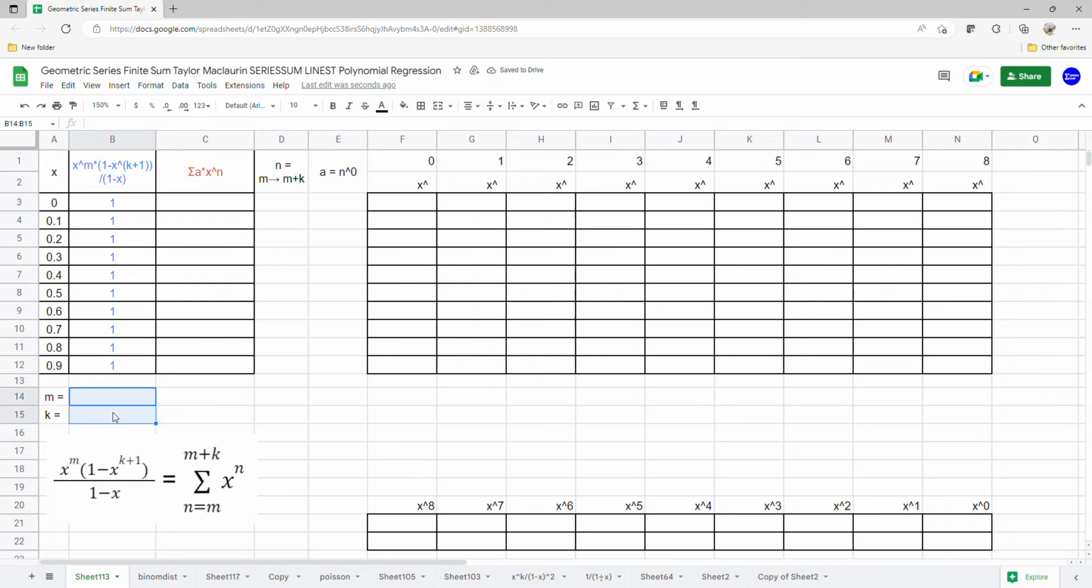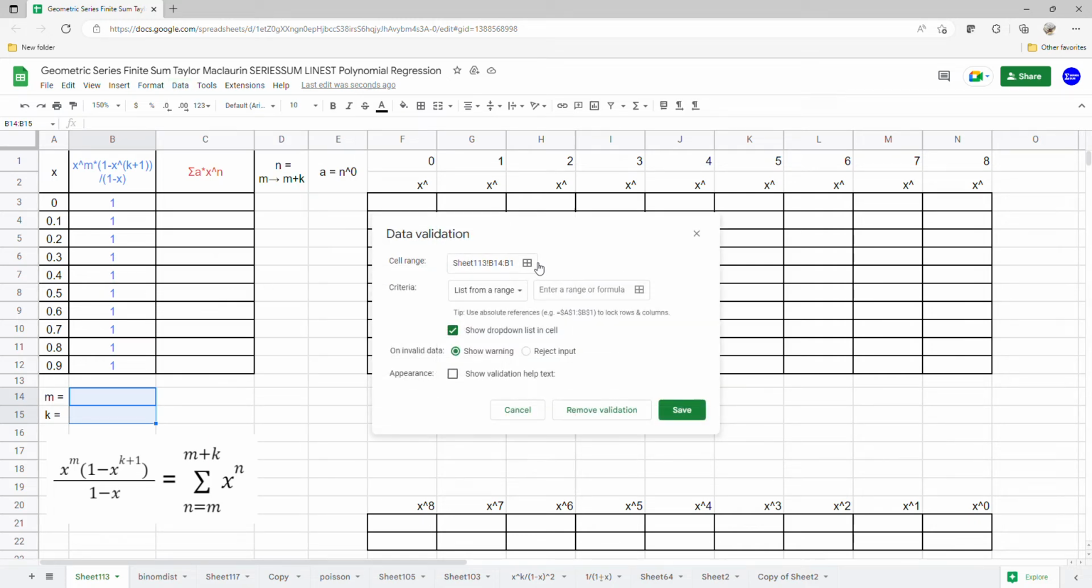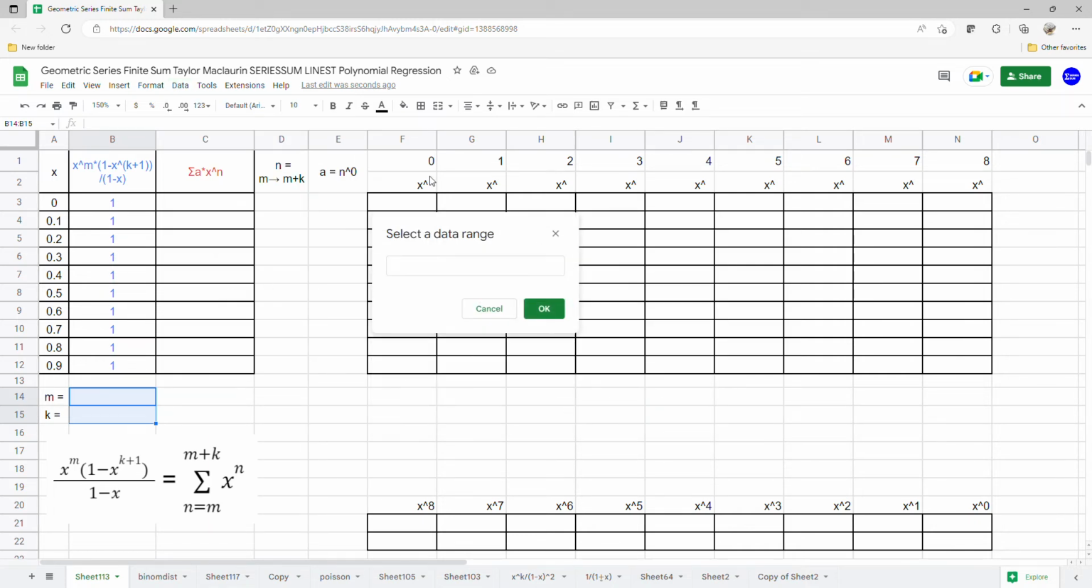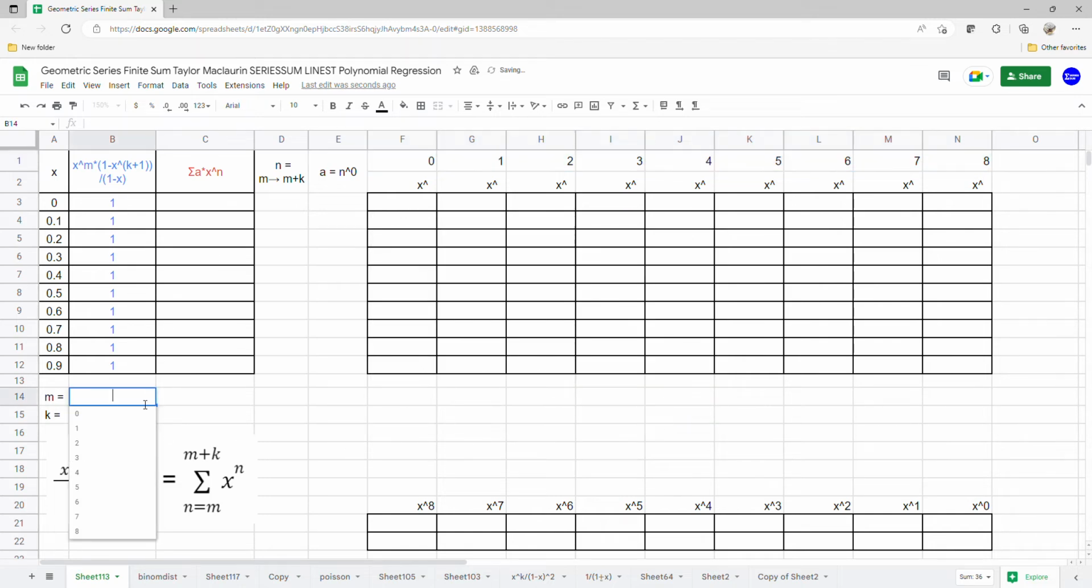And the values of m and k, so data validation over the range from 0 to 8, and hit save. So we can start with 0 and 0. We can go to 1 and also 1.